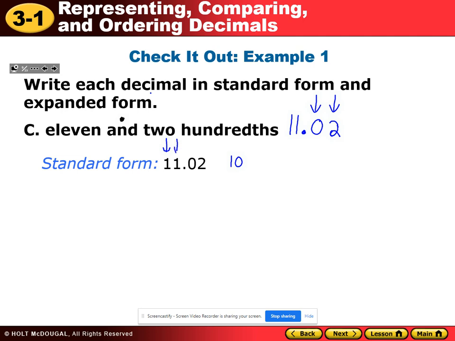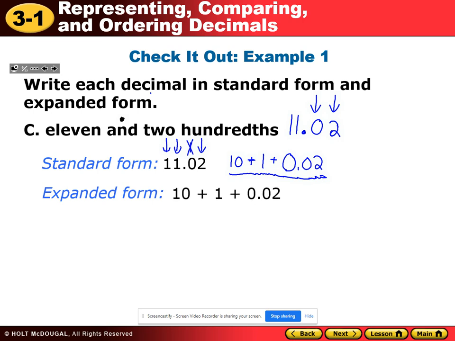Next, I look at the ones. All right, well, that is just a 1, so I write a 1 all by itself. Then, this is a 0, so I don't have to write anything for a 0. Then I look at the next one. It is not a 0. That's 2 hundredths. So how do I write hundredths? 0.02. That is your expanded form. Let's see how we did. All right.